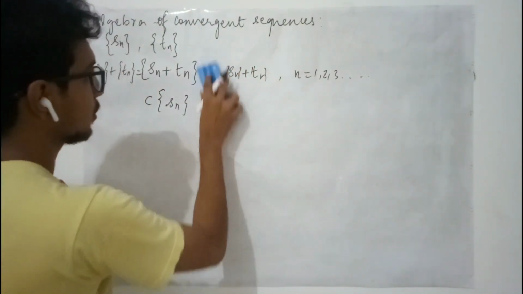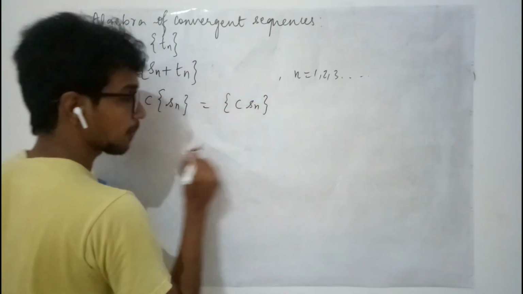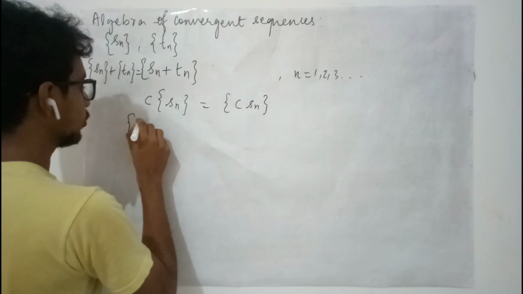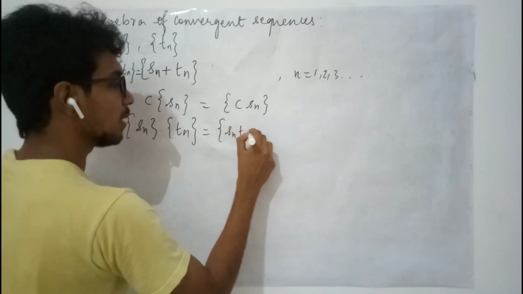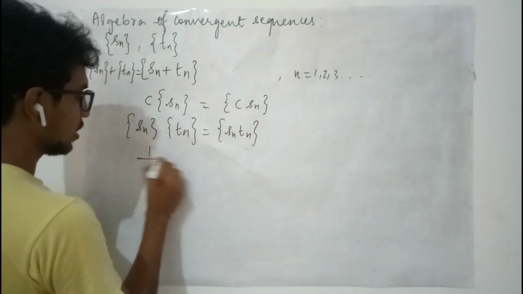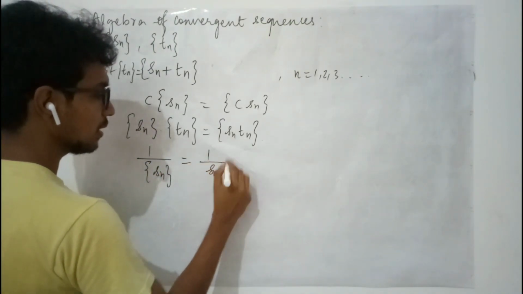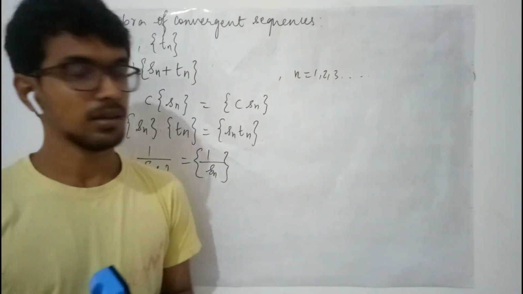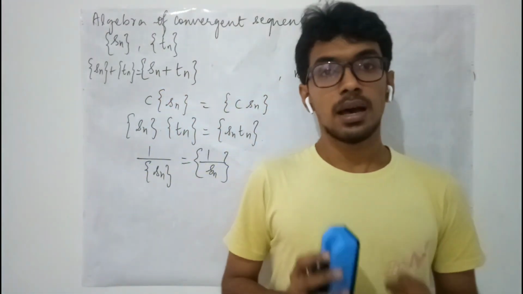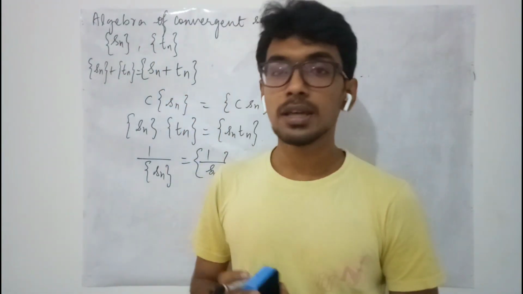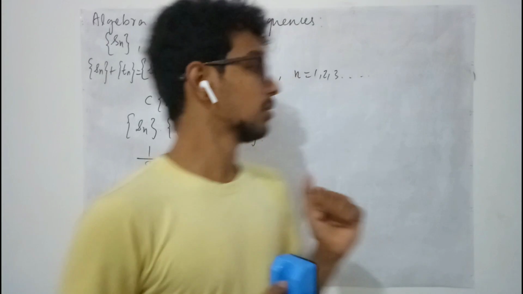And scalar multiplication of sequences is done term-wise. Similarly, if you are multiplying two sequences Sn and Tn, this is also a term-wise multiplication. And for inversion of a sequence, invert each term and form the sequence. Right? This is how we are going to perform the algebra of sequences, and whether the convergence of the original sequences implies convergence of the resultant one or not, that is what we are going to see in this lecture.